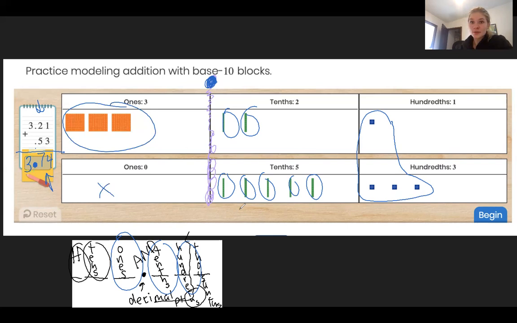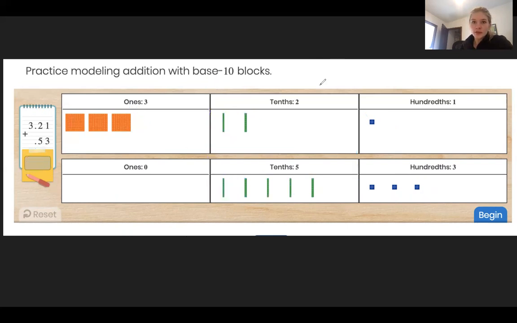Replay this if you want some more practice on this problem or if it didn't really make sense. I'm going to keep going here.